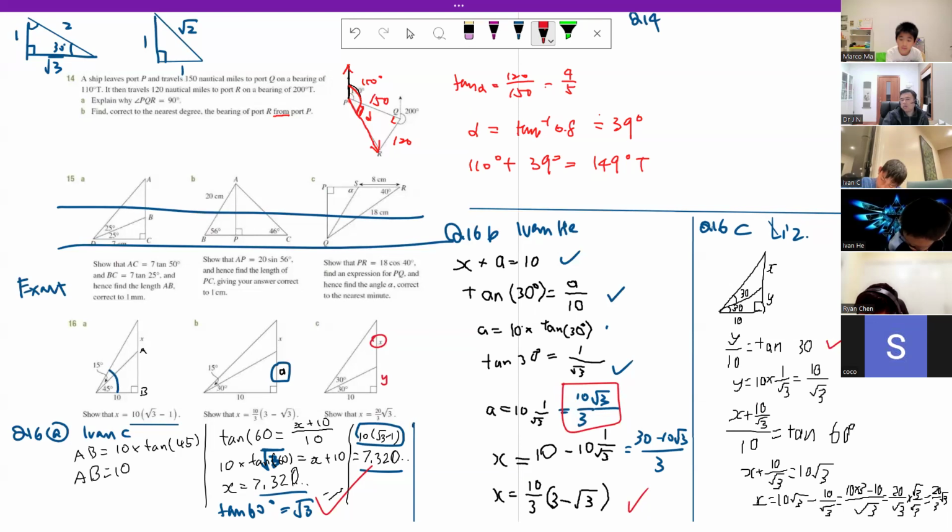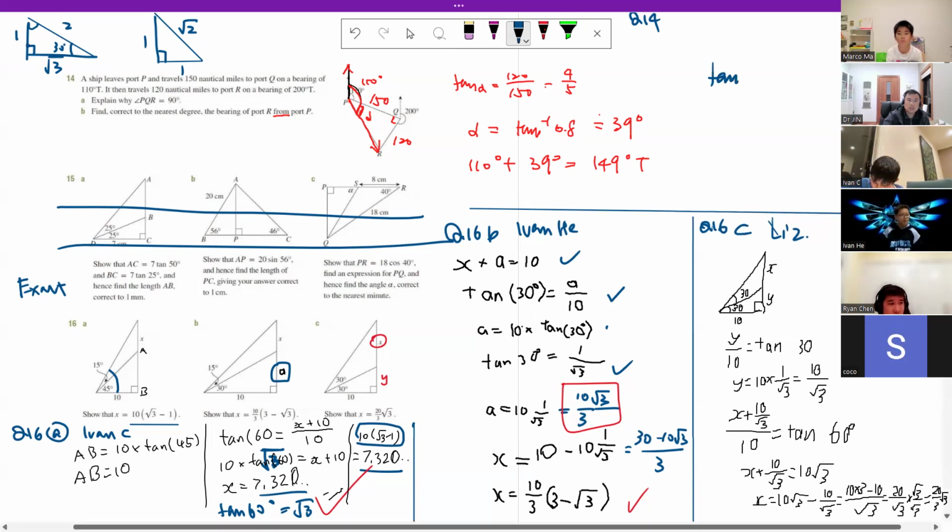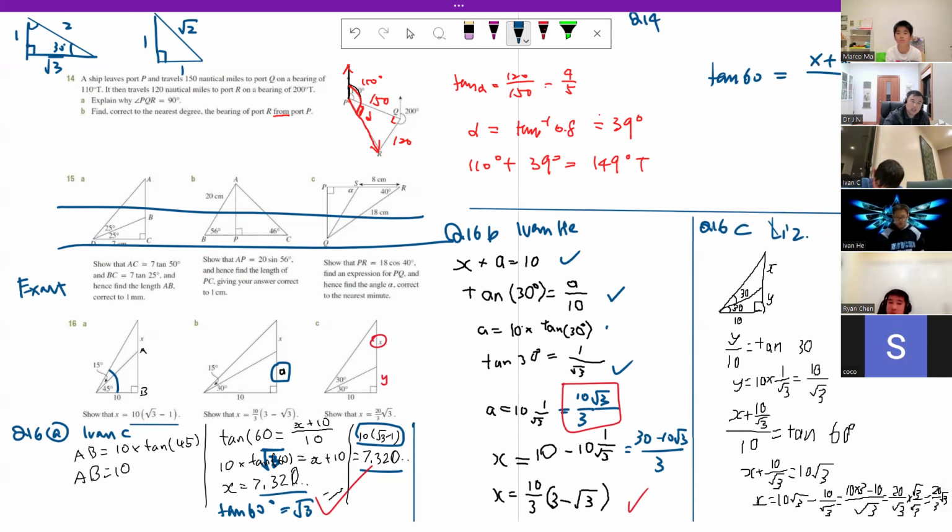Yeah, so you're probably right, but I suggest you look at the way I write it down. Would you consider it next time? This is my way, right? So my way is tangent 60 is (x plus y) divided by 10, okay? Tangent 30 is y divided by 10. So what is x? Is that easy?